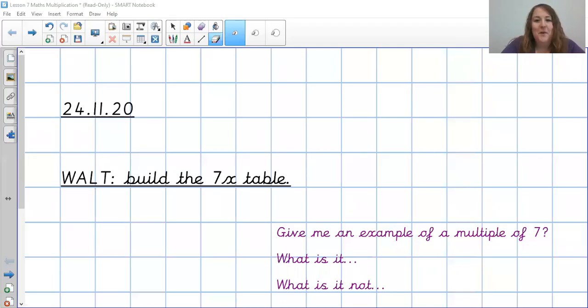Good morning, Year 4. This is your maths lesson for Tuesday, the 24th of November, and we're actually moving on to a new times table today. So you have done really well with the 6 and the 9 times table, and today we're going to be learning to build the 7 times table. Okay, let's get to it.